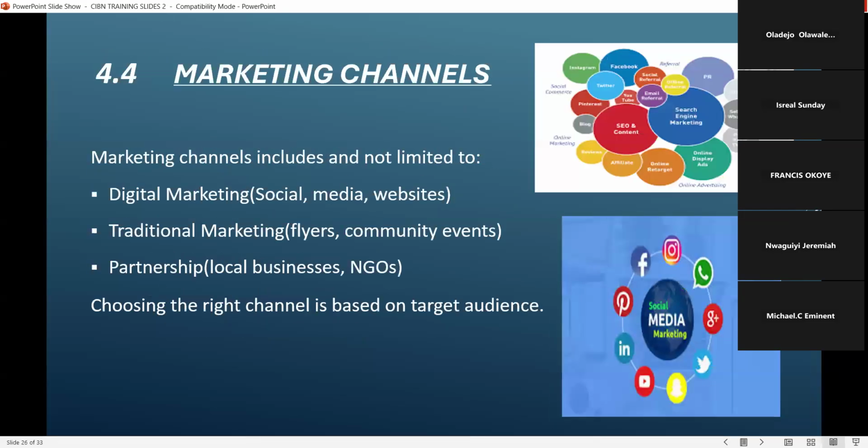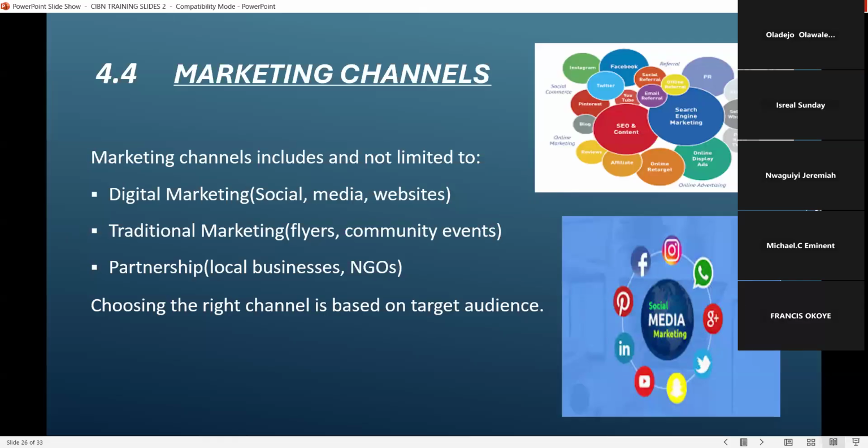So, the marketing channels in agent banking. Marketing channels include, and are not limited to, digital marketing. Of course, social media: your Facebook, your Twitter, your Instagram. You can put what you do there. Come for BVN enrollment, come for NIN. And traditional marketing: flyers, community events. They are doing Owambe somewhere, or a naming ceremony. You decide to tell people by word of mouth, I do this thing, I do this thing. Your children, if they need NIN, please in their school, call me.